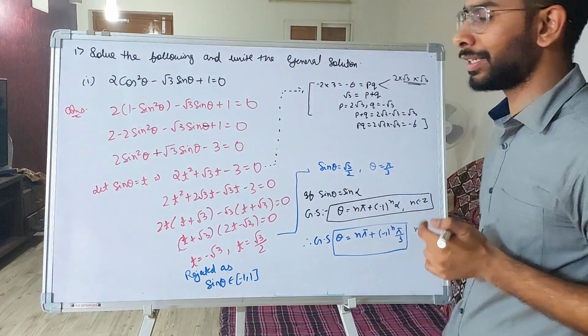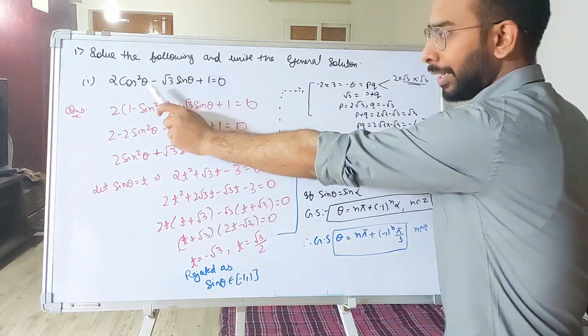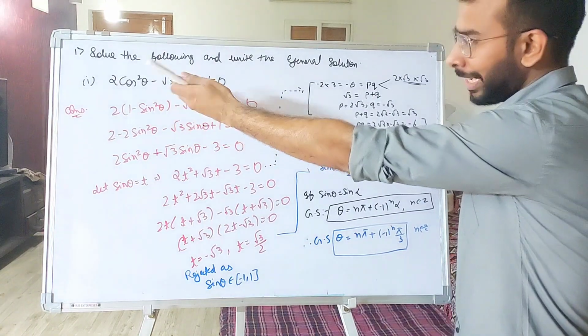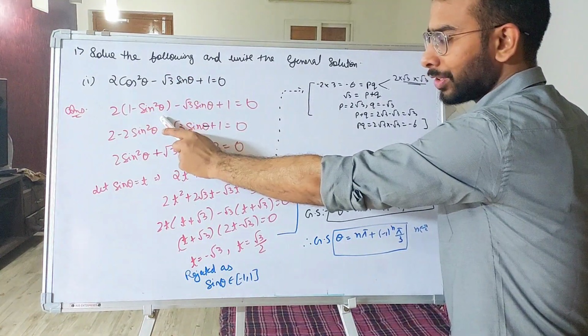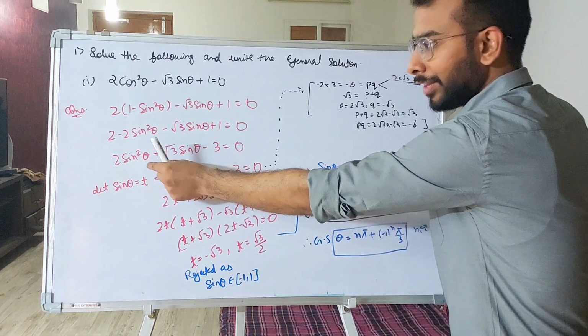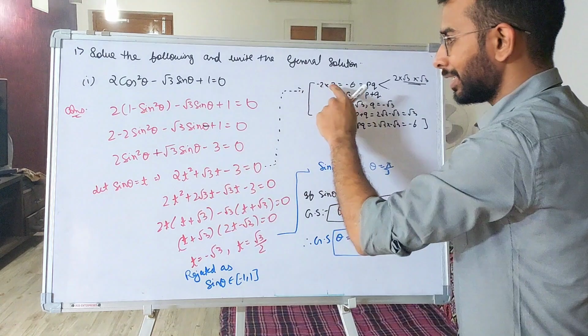Solve the following and write the general solution. It's a quadratic equation. So always try to convert it into a variable whose degree is 1. So it's like 1 minus sine square theta. Then we'll open the bracket. We'll take it on the other side. Then we'll substitute sine theta is t, and then 2 into minus 3 is minus 6.